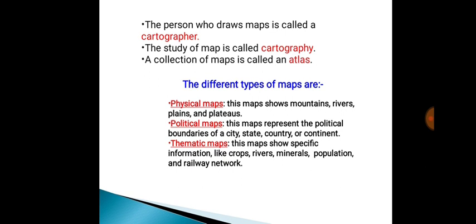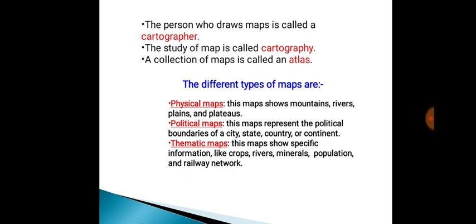Now let us know the different types of maps. First, physical maps. Now what do we find in the physical map? This map shows mountains, rivers, plains and plateaus.